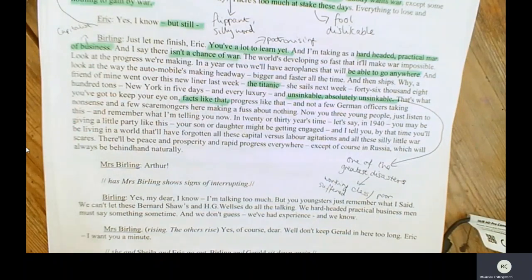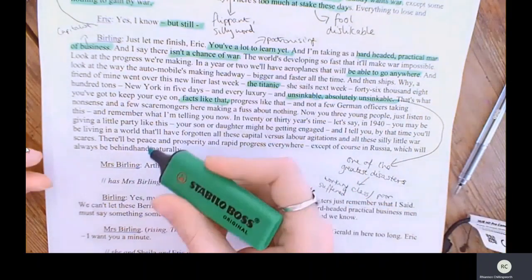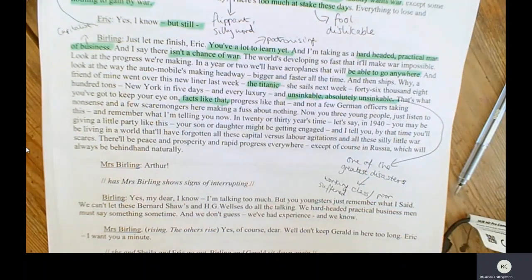He's not only wanting to continue with this idea that Mr Birling is a fool, he's pompous, he's self-important, he's a capitalist, which means that he thinks he knows everything. He's wanting to, again, use the Titanic to show that the way the rich treat the poor and view the poor is completely wrong. So that's what you've got to keep your eye on. Facts like that, progress like that. Not a few German officers talking nonsense and a few scaremongerers here making a fuss about nothing.